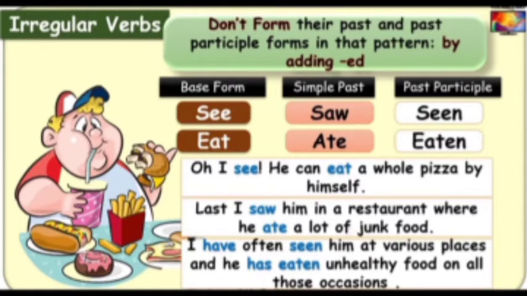The second one, eat. In the base form it is eat. When you use this verb in simple past, we will use it as ate, and in past participle, it will be eaten. Clear, children? So, let's see some examples.